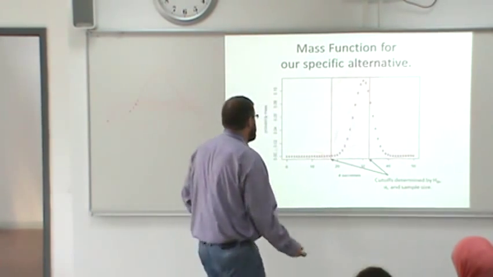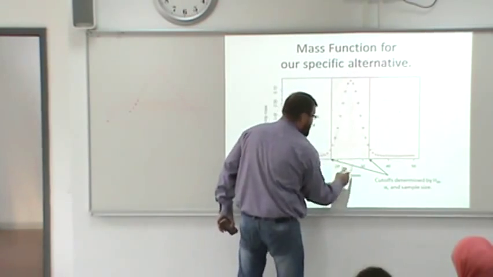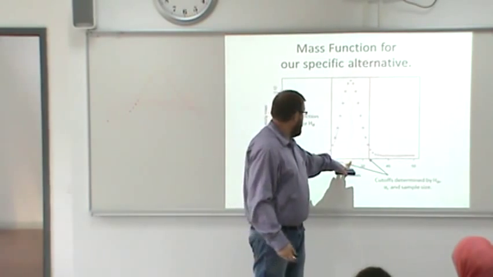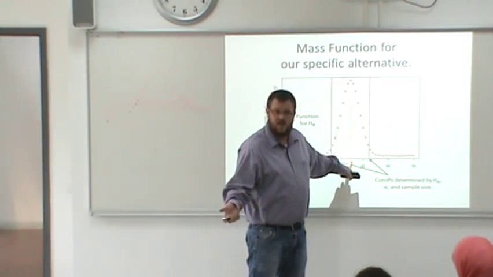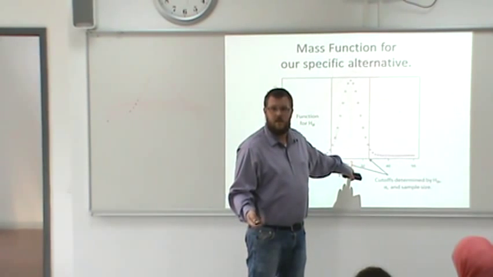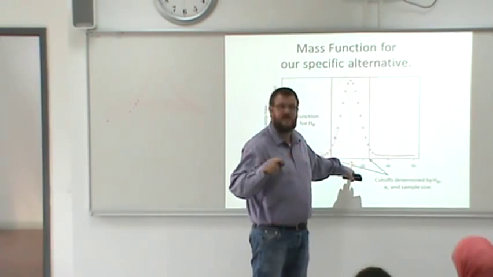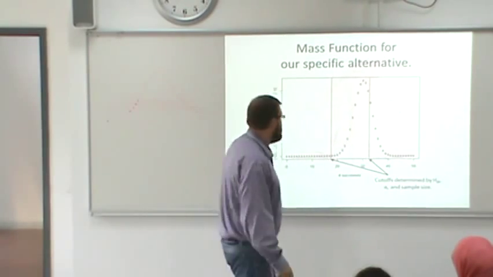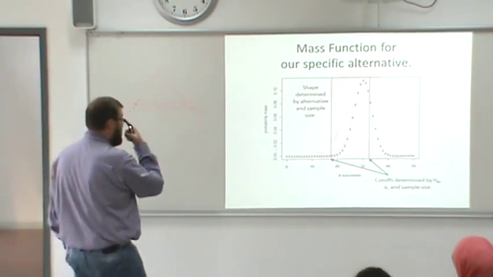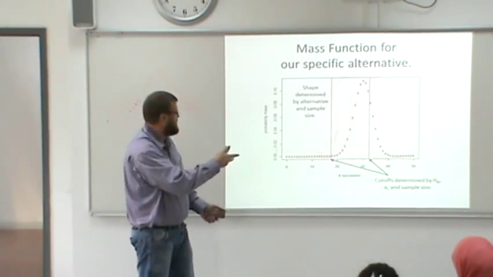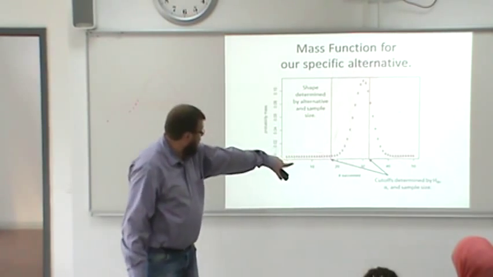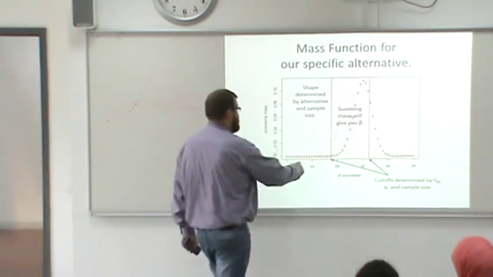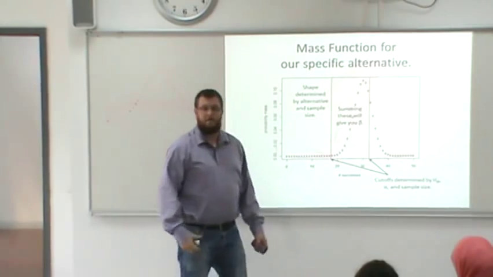What else has happened? Well, if the probability was 0.5, we would expect to see 25 successes in 50 flips in the long run. Right? But if the probability was really 0.6, what should we expect in the long run? We should expect 30, right? 0.6 times 50, 30. Well, it just shifted things over, and it changed the shape of the distribution. So the shape is determined by the specific alternative hypothesis that we have, and by the sample size. The cutoffs are determined by the null hypothesis, alpha, and the sample size. If you sum all of these up, this will give you beta.